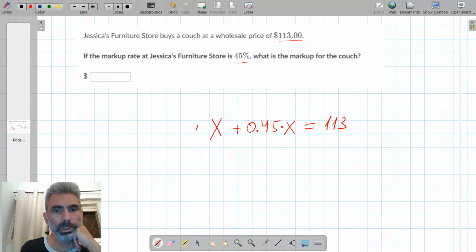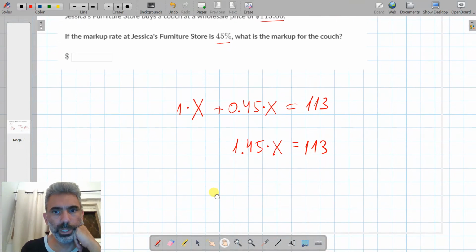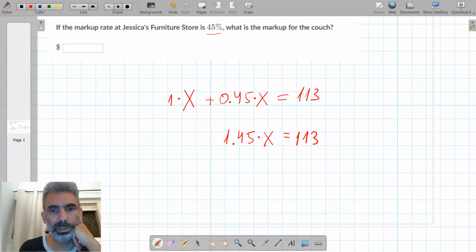So this amounts to 1 times X plus 0.45 times X, which is 1.45 times X equals 113. And now we need to solve for X. We need to divide both sides of the equation by 1.45.